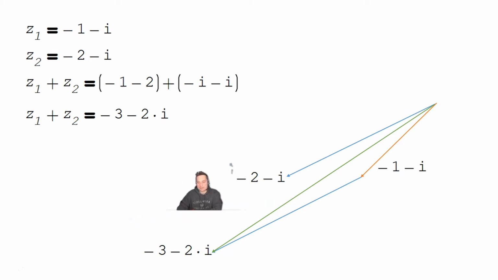Again, the green arrow will be drawn from where they meet all the way down to the tip of the copy of the blue arrow. So that will be the sum. In other words, that would represent negative 3 minus 2i, which is the resultant complex number, if you like. Let's do one last example.